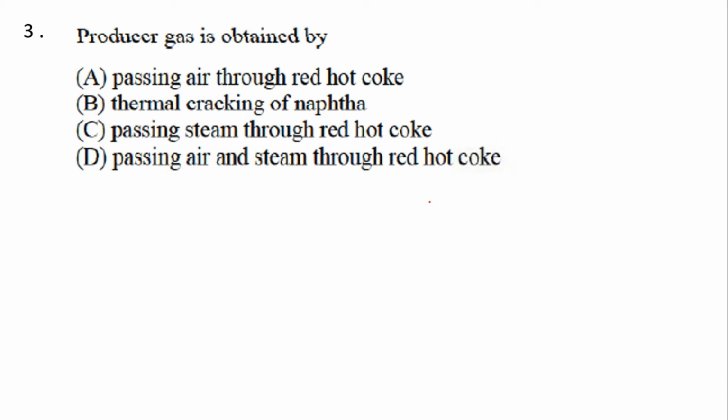Now we'll move to the question. Producer gas is obtained by, now you can easily answer this question. Producer gas is obtained by passing air and steam to the red hot coke. The option D is correct.